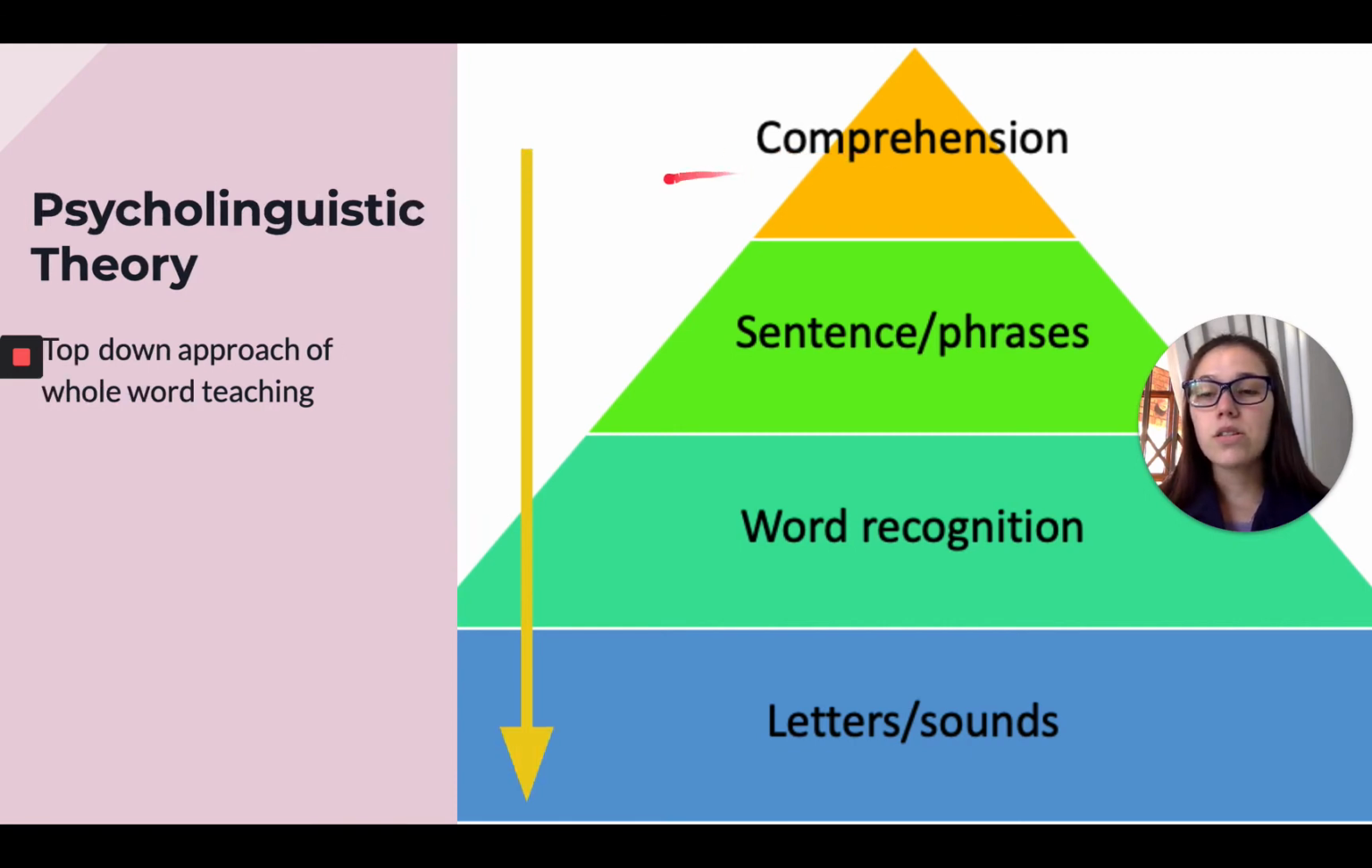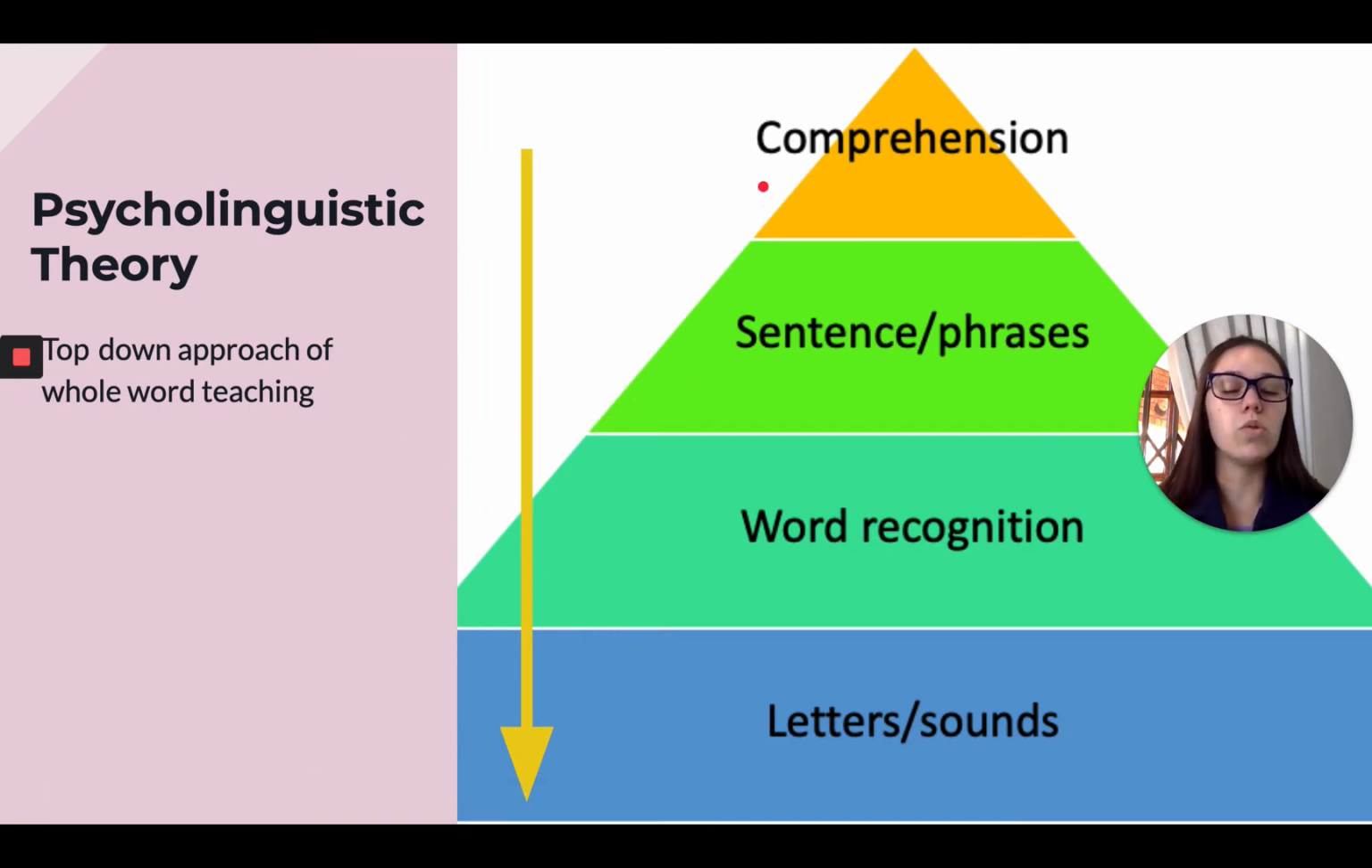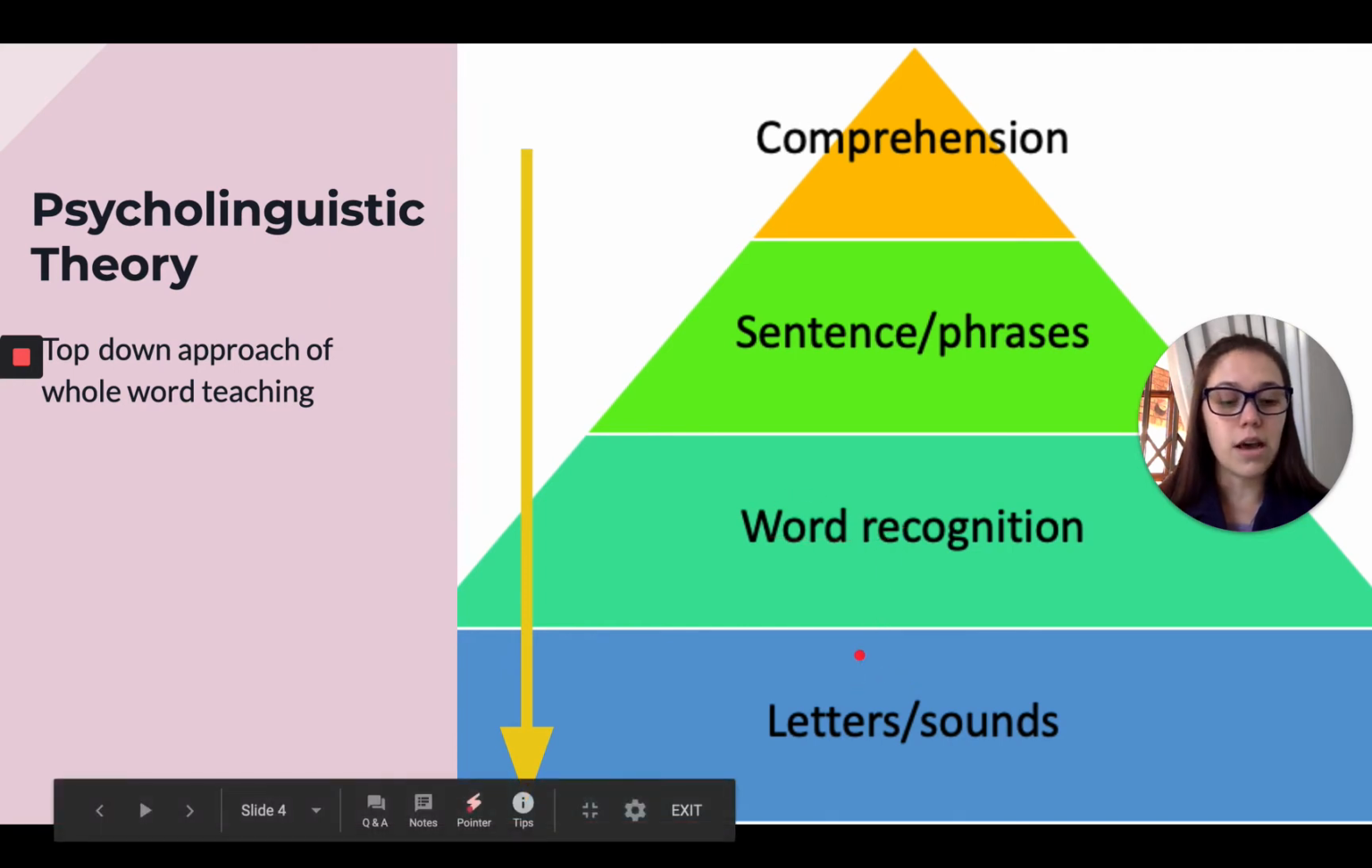And now our second theory is called the psycholinguistic theory. This one is also called the top-down approach or the whole word teaching. Why is it whole word teaching? Because we first start with our comprehension. So we first read our piece, then we break it up into sentences, our word recognition, and our letters and sounds.